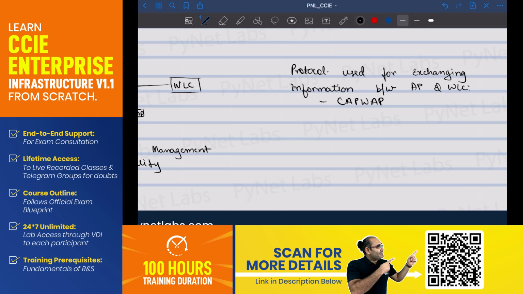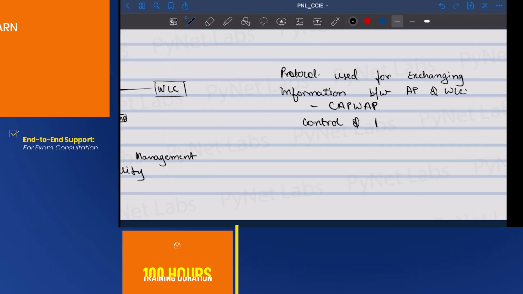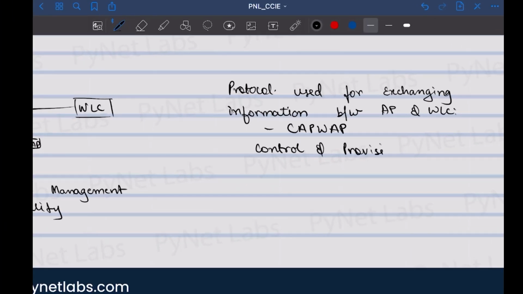CAPWAP stands for control and provisioning of wireless access points. So once these access points are discovered by the WLC, they try creating a connection, a CAPWAP tunnel is created, then they exchange information about the configurations that the access point is supposed to operate on.